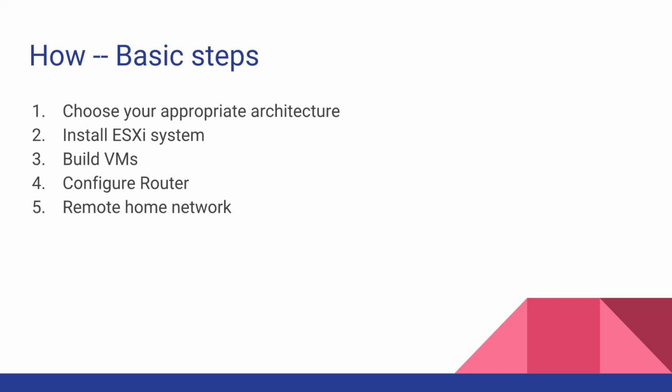And then the second part is install ESXi system. And then after that, build virtual machines. And another very important part is to configure your router. And then we can test it, remote your home server, remote your home website.